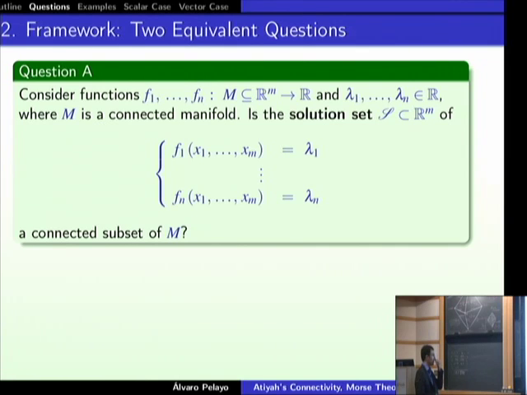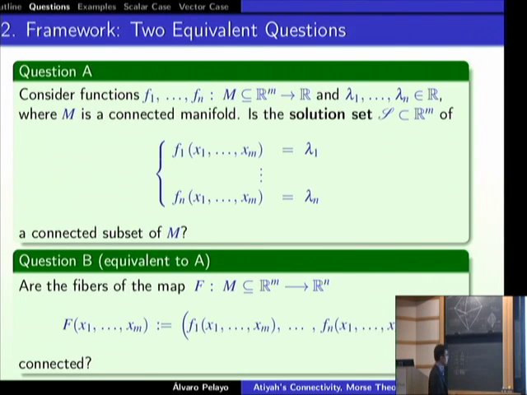And let me put this question in a general framework. So the framework is going to be as follows. Consider n functions defined on a manifold M, which you can think of as a subset of Rm. So we can assume that the manifold is inside of Rm. And fixed constants λ1 up to λn. Now you can ask the question, is the solution set to this system of n equations connected? So this is exactly the framework in which the previous questions I asked fit. Is this a connected subset of M?